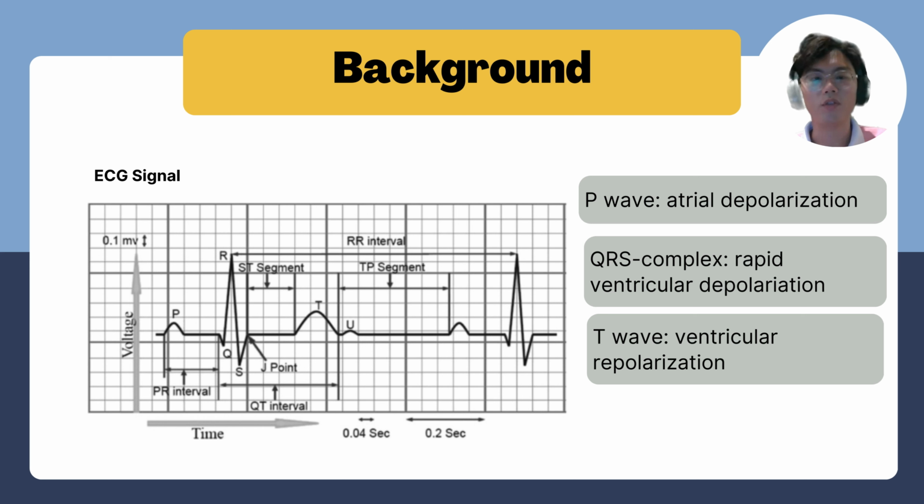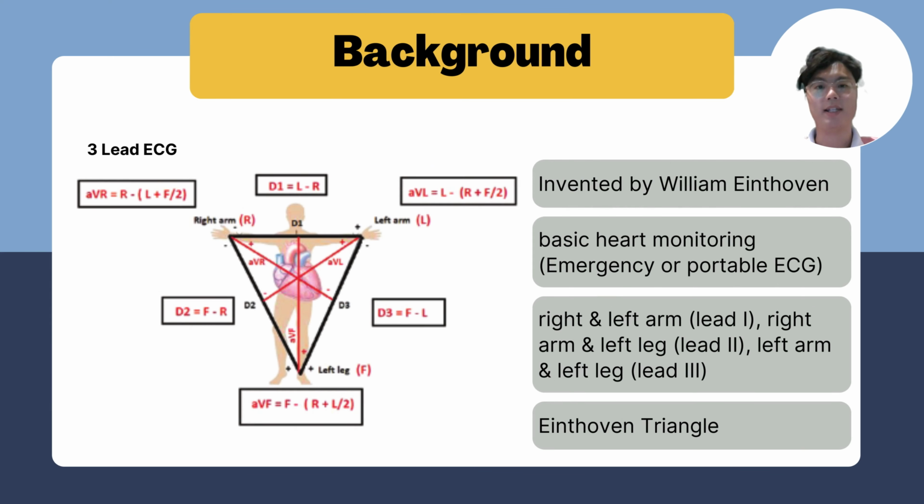Before we move on to the ECG parts, let us have some brief info about the output of ECG, the ECG signal. In the figure shown, what can be observed are the waves. The P wave represents the atrial depolarization, the QRS complex represents the rapid ventricular depolarization, while the T wave represents the ventricular repolarization of the heart. Going on to the 3-lead ECG, which is the ECG that we will construct in this project.